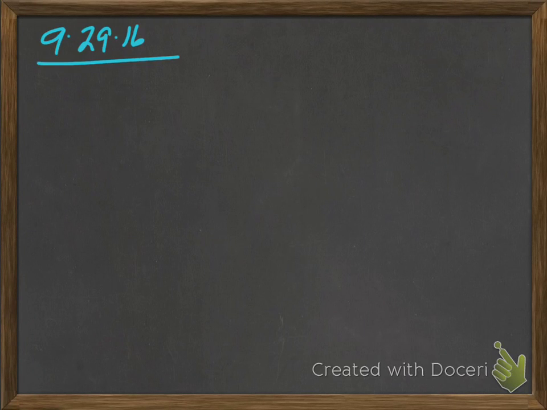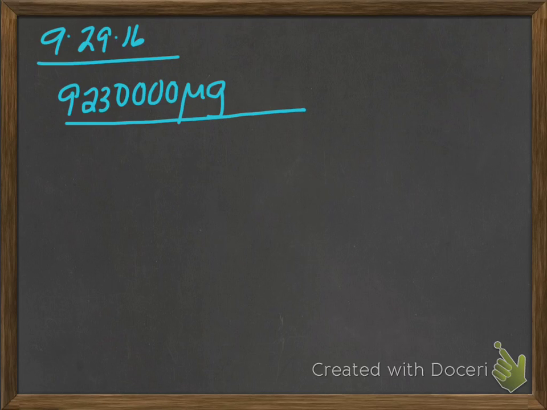We're going to do these solutions. The key will be posted on Classroom, but the solutions are a little bit different because they talk about the rationale for doing it. So what I gave you was 9,230,000 micrograms. That little mu symbol, a Greek letter, is micro. But I want to know how many grams that is.